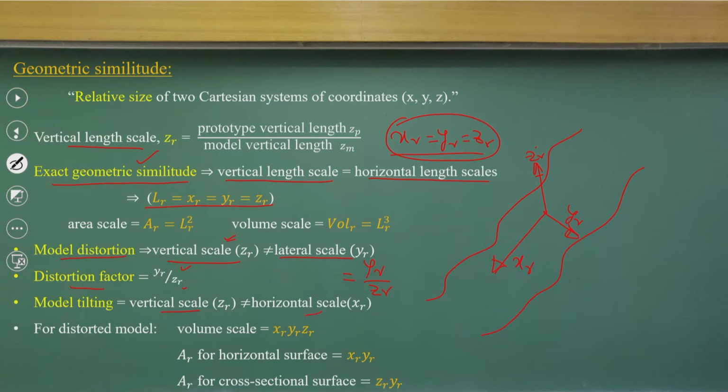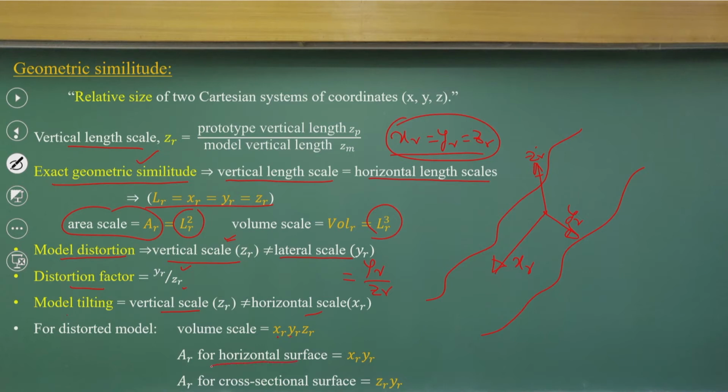In this case, if you want to estimate the flow area, in the case of exact geometric similarity, the area will be the square of the length ratio. The volume will be the cube of the length ratio. In the case of volume, you have the product of XR, YR, ZR.